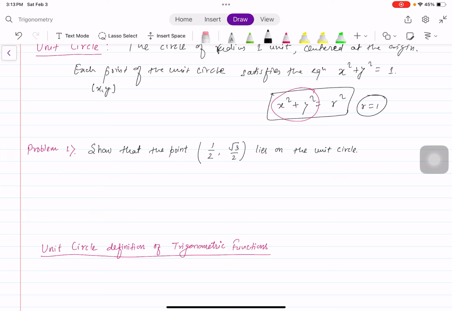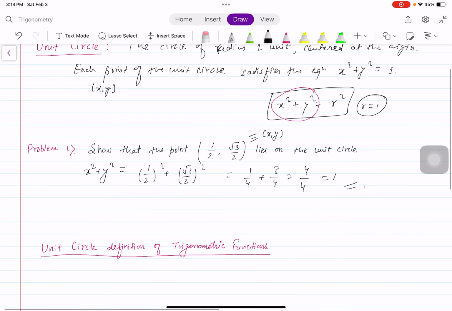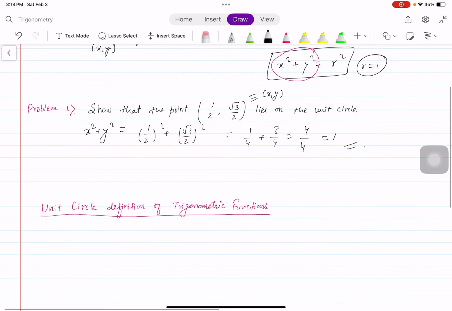So we will simplify x squared plus y squared. Any point is of the form (x, y), right? So (1/2) squared plus (square root of 3 over 2) squared. This gives me 1/4 plus 3/4, which is 4/4 equals 1. So this implies that the given point lies on the unit circle. This is how we show that any point lies on the unit circle.